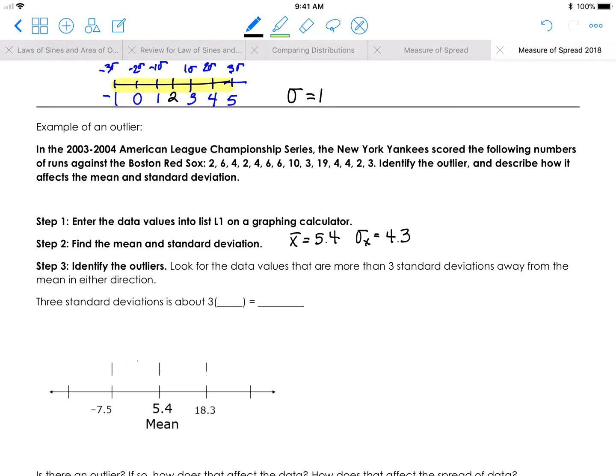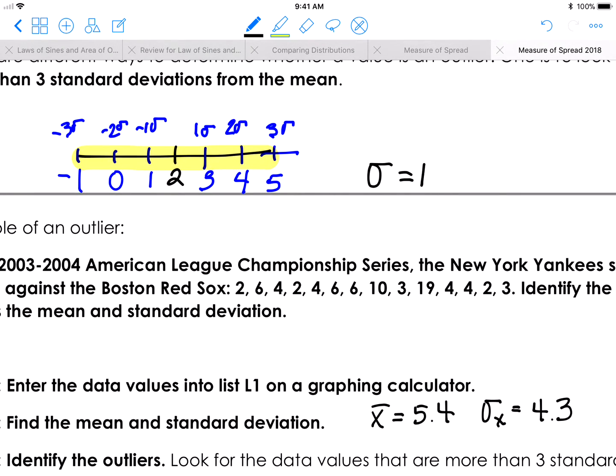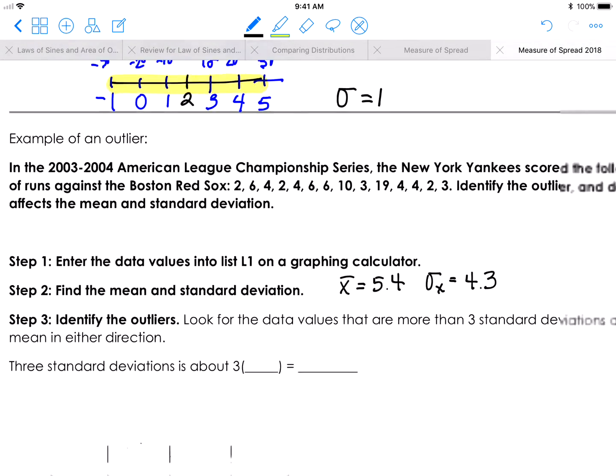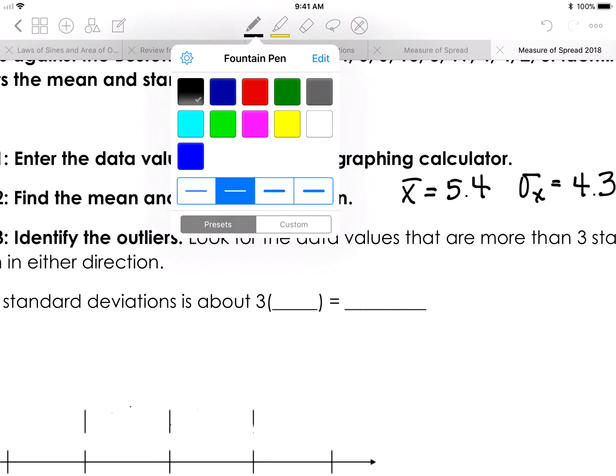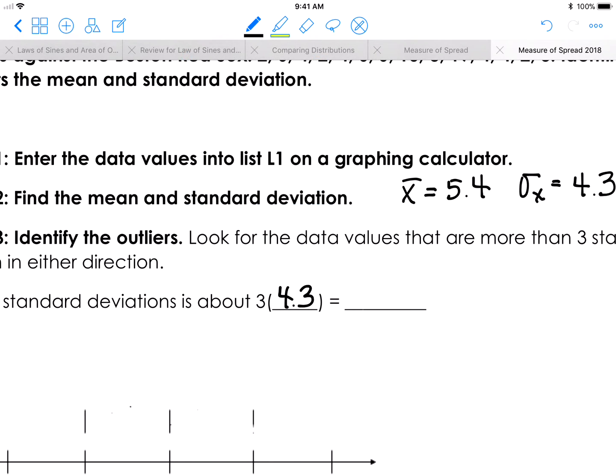All right, so here's how we identify the outliers. We look for the data values that are more than 3 standard deviations away from the mean in either direction. So instead of adding a standard deviation 3 times, like we did up here, you could just do 3 times our standard deviation. If our standard deviation is 4.3, let's multiply it by 3 and see what we get.